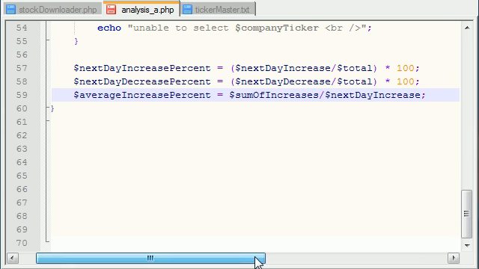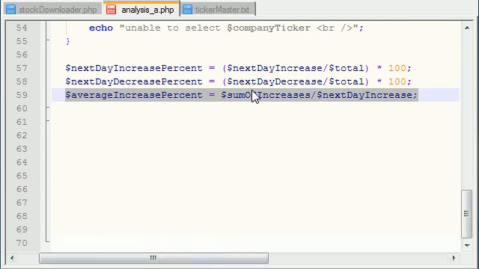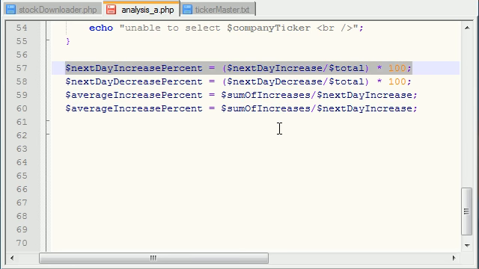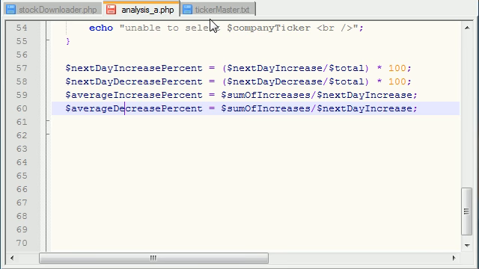Now we want to do this exact same thing for the decrease. Hopefully the increase is a high number, like 80%, because that would be a really strong indicator: not only is it likely to go up, but it's likely to go up by a large amount. So now we make a variable called average decrease percent, and that would be the sum of decreases over next day decrease.